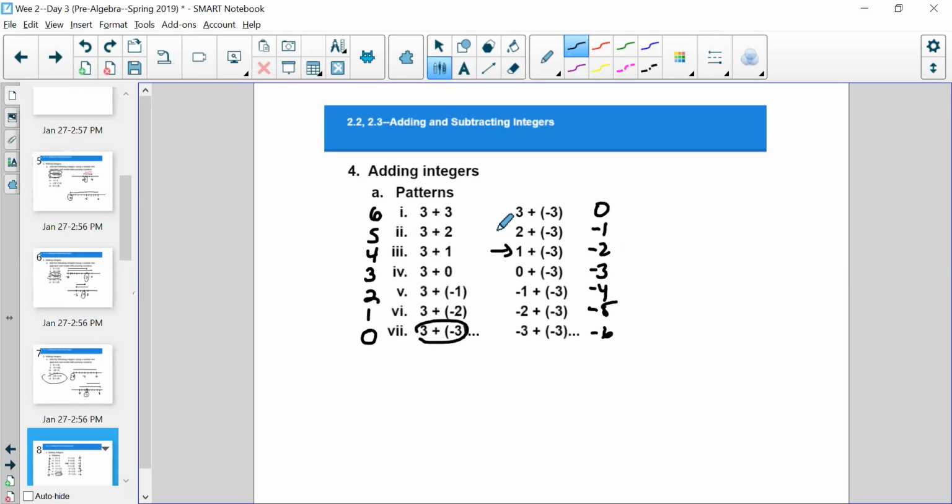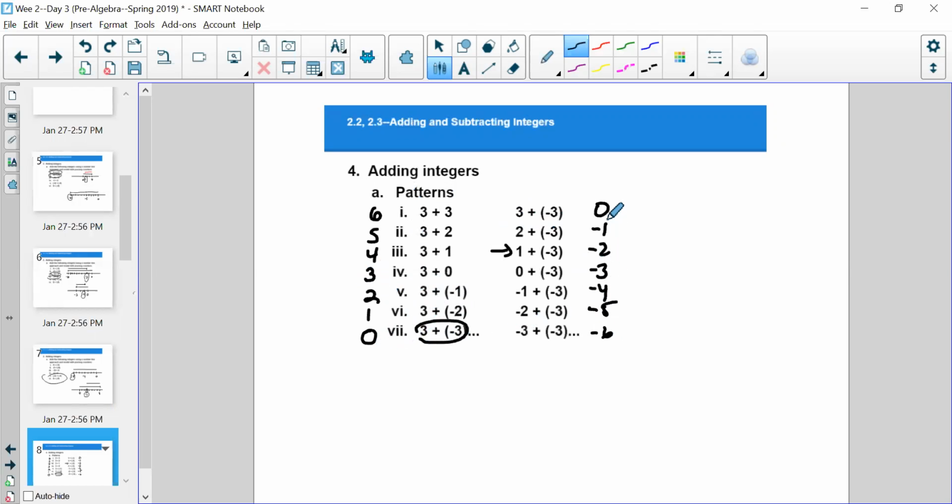So when you get to this point, look at 5 and 6. You actually had more positives than you had negatives, and your answer was positive. When you had the same number of positives and the same number of negatives, you had a 0.